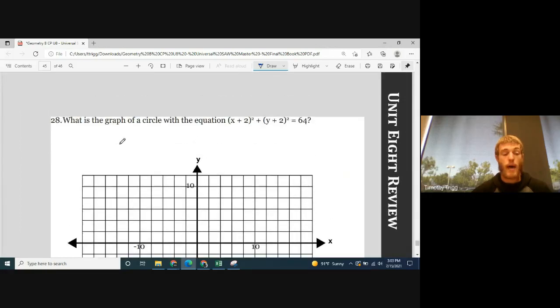Now we can go ahead and use our knowledge to graph circles. So what is the graph of a circle with the equation (x + 2)² + (y + 2)² = 64? First thing I want to find is my h and k, my center, and I want to find my r. So my h and k is negative 2, negative 2, because it's x minus negative 2 in order to get that plus 2. Same thing with the y.